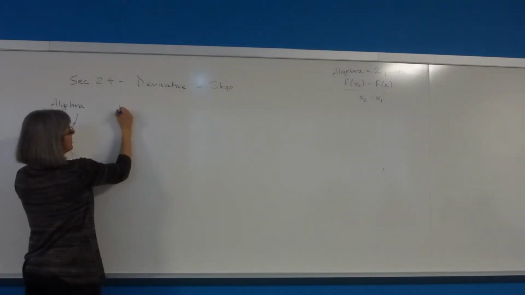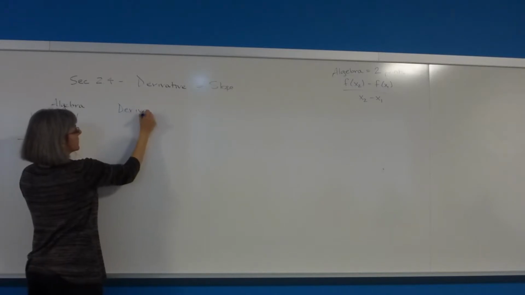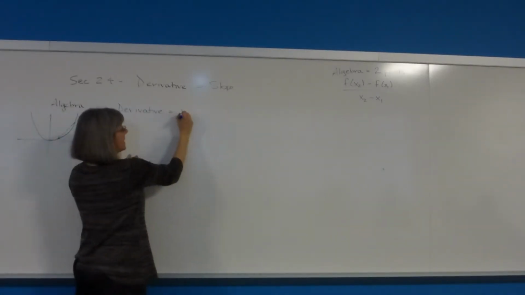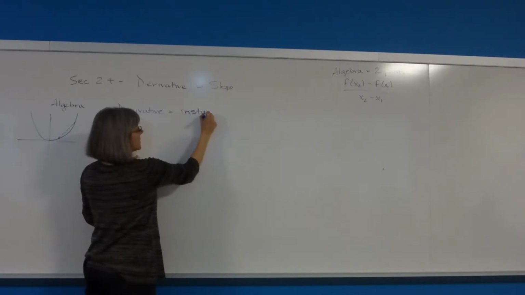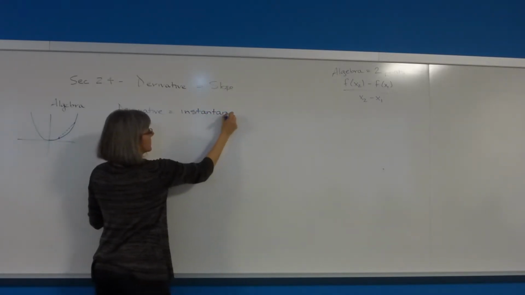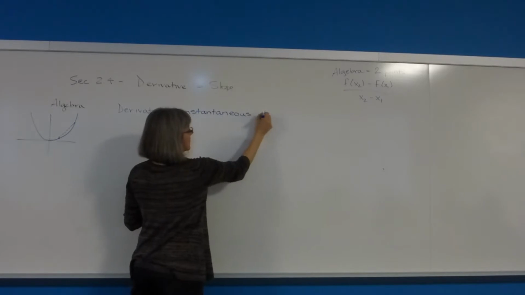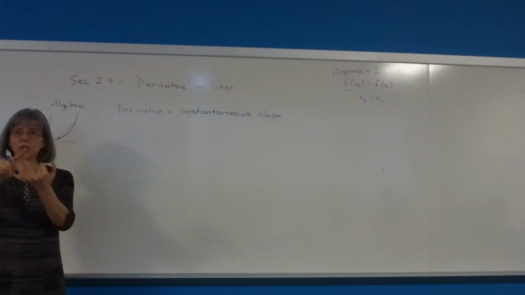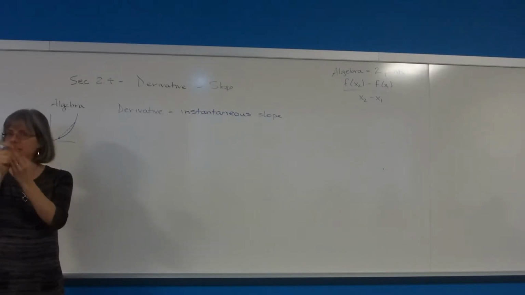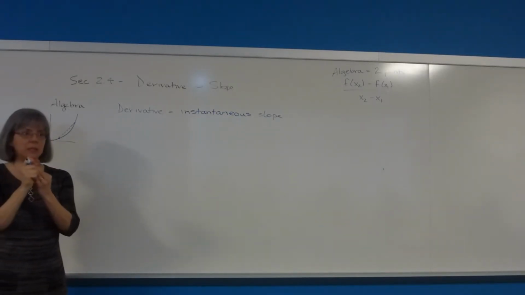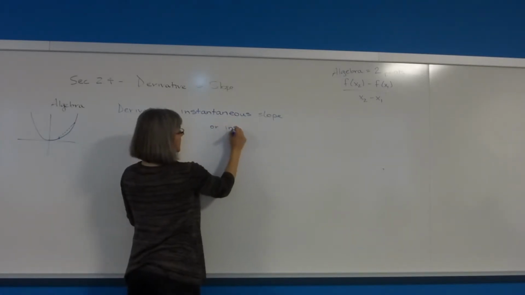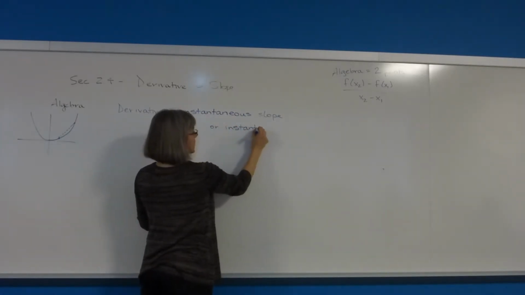So the derivative, there's an important word we add to that. It's called instantaneous. Instantaneous slope. Or instantaneous rate of change. So slope, rate of change, derivative. Those should get connected in your mind as meaning the same thing. So instantaneous slope or instantaneous rate of change.